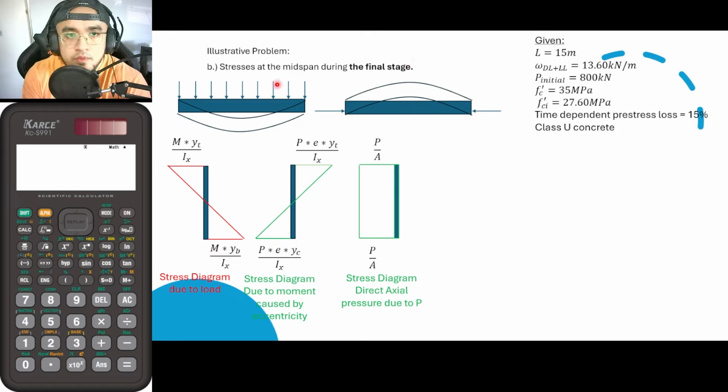So for one, since we are already at the final stage, we are now to analyze this beam such that it is actually already carrying its intended load, or the superimposed load. Meaning that the uniformly distributed load here is now equal to the uniformly distributed load of the self-weight plus the uniformly distributed load of the superimposed load, which happens to be 13.6. So once again, that is already the combination of the dead load and the live load.